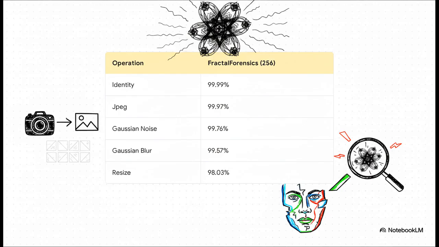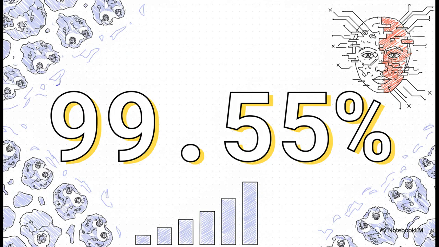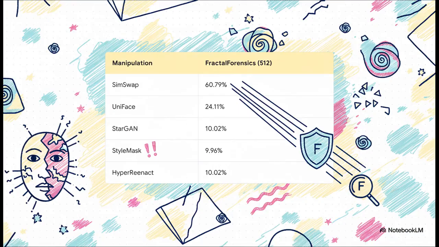The first test measured robustness against benign operations. Here, we see the watermark recovery rate after actions like JPEG compression, Gaussian noise, and blurring. For most, the recovery rate is above 99%, showing the watermark survives these edits. The average watermark recovery rate across all tested benign operations on Celeba HQ images at 256 resolution is 99.55%. This confirms its robustness.